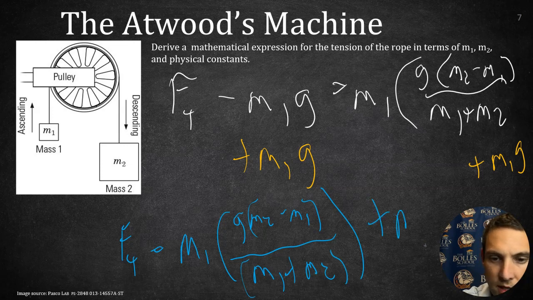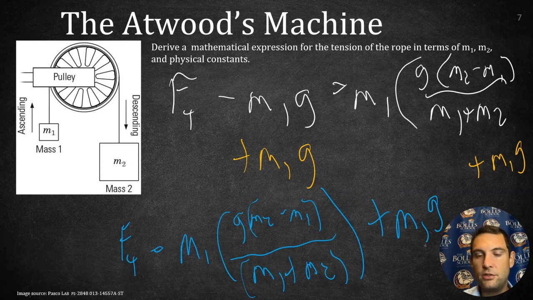plus m1g. From here I can analyze the relationship of what happens if I increase mass 1, what happens if mass 1 is larger than mass 2, what happens if I make mass 2 equal to mass 1. You can do all sorts of analysis from this equation now and make predictions about what will happen.